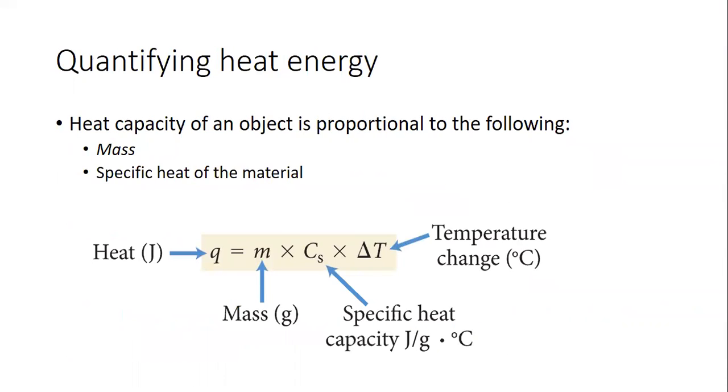So how can we measure this heat energy with specific heat capacity? What I'm really asking here is, if I give a substance so many joules of heat energy, what is its change in temperature? That's what this equation is saying. If I supply a certain amount of heat, what is the change of temperature? That depends on the mass of the substance and the specific heat capacity of the substance.